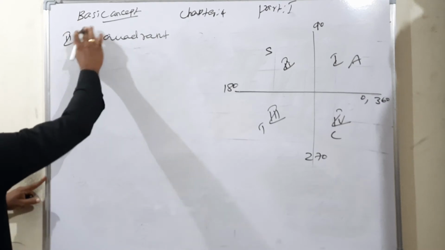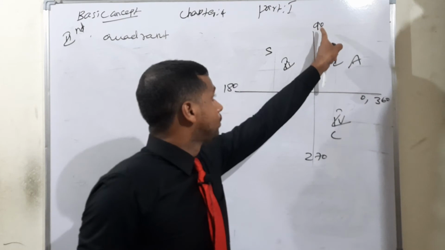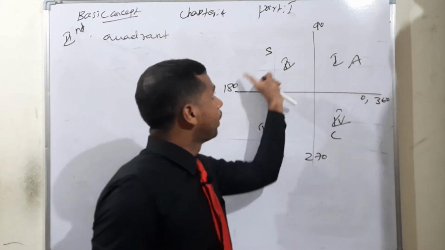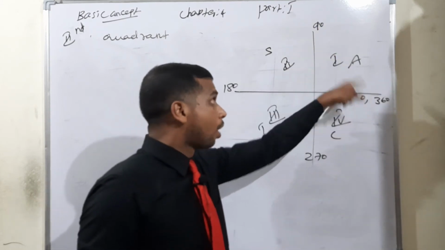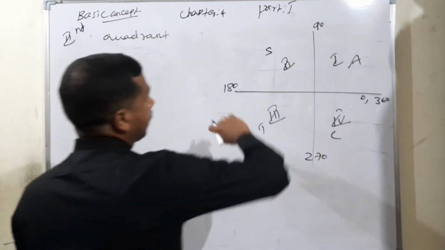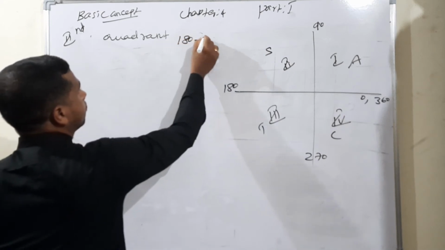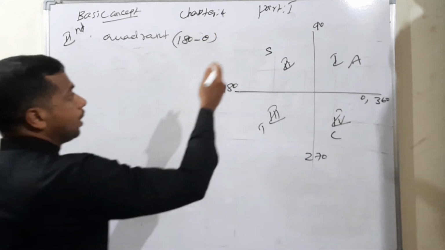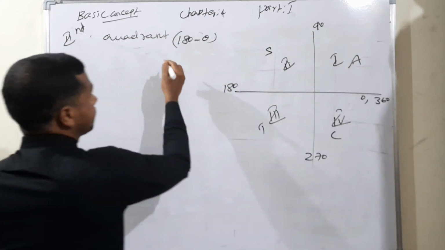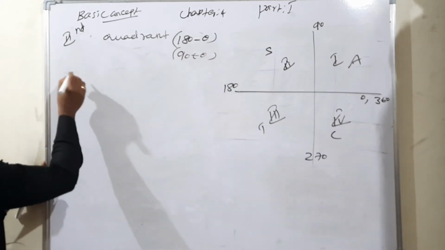So second quadrant, what is the meaning of second quadrant? Clockwise means 180 minus theta. Counterclockwise means 90 plus theta, isn't it?